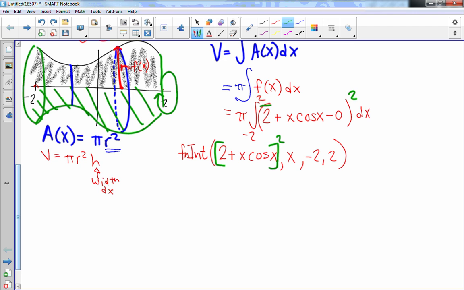Now, if you just type this in, when you get your answer, make sure you times by pi. Or you could include pi inside. But pi is not part of your radius, so make sure the pi is not being squared. Okay, what do we get for the volume? Yeah, 52.4288. Okay, did you unit square?